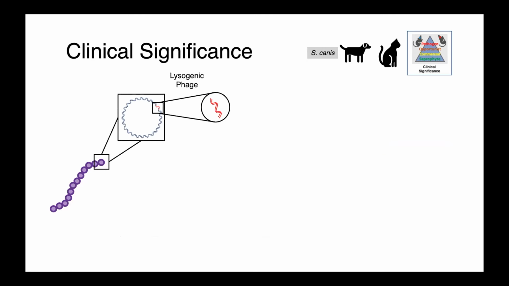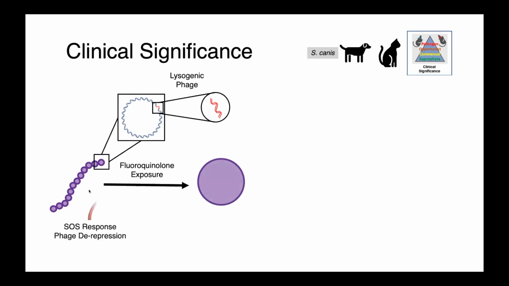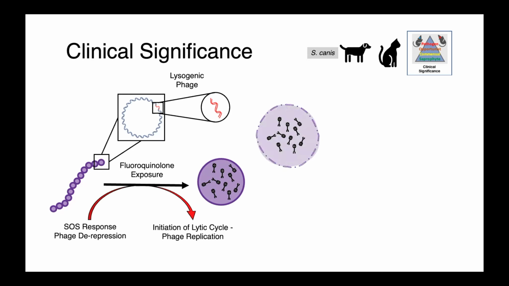some strains have an integrated lysogenic phage within their DNA. So the phage is just hanging out, it's not doing anything until the organism is exposed to fluoroquinolones. The fluoroquinolones act by interfering with DNA metabolism, and this triggers what's called the SOS response in the bacteria. When the SOS response happens, we get de-repression of the phage and initiation of the lytic cycle. So the phage goes from lysogeny to the lytic cycle. We get phage replication, and ultimately it bursts the streptococcal cells.